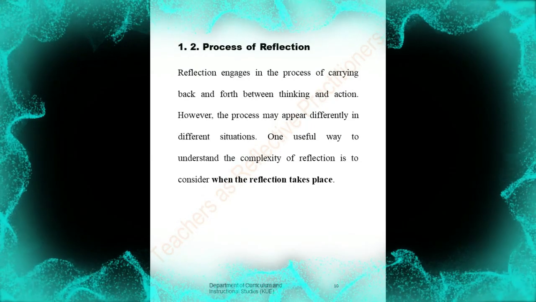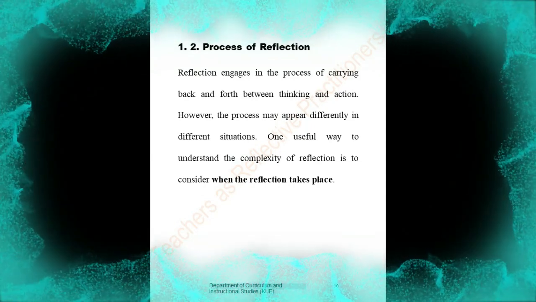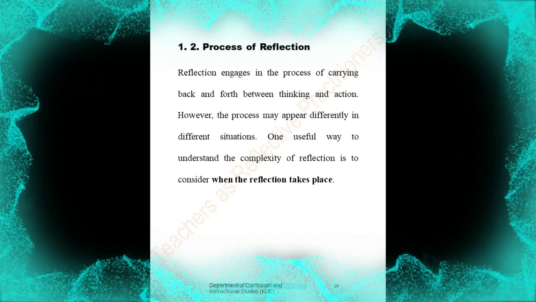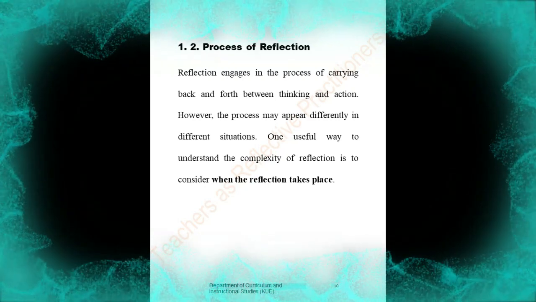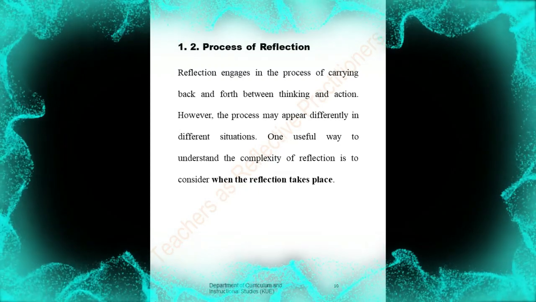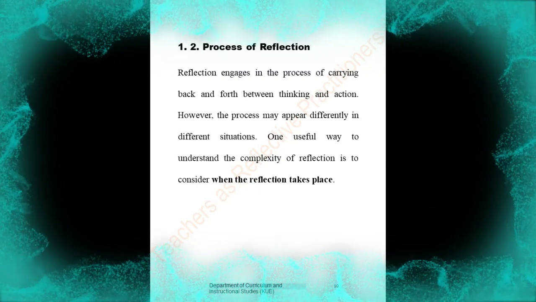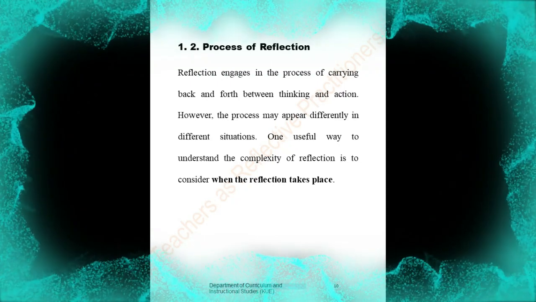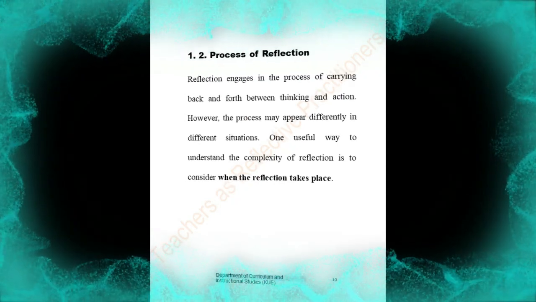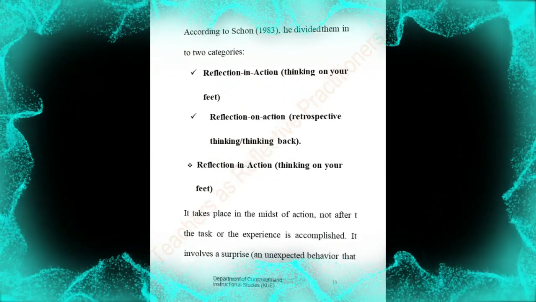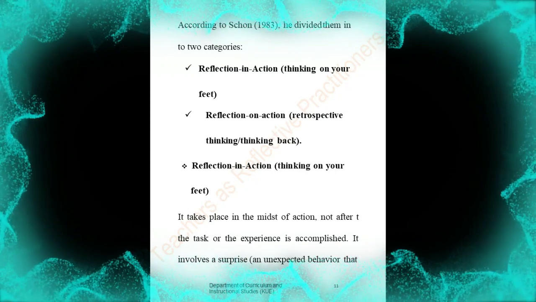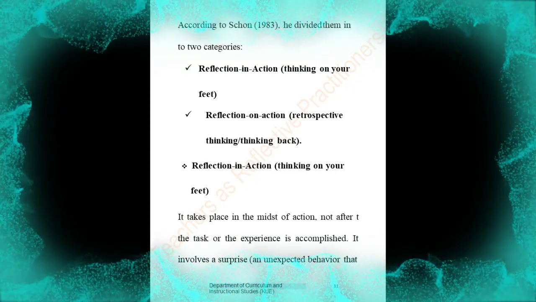1.2. Process of reflection. Reflection engages in the process of carrying back and forth between thinking and action. However, the process may appear differently in different situations. One useful way to understand the complexity of reflection is to consider when the reflection takes place. According to Schon, 1983, he divided them into two categories.